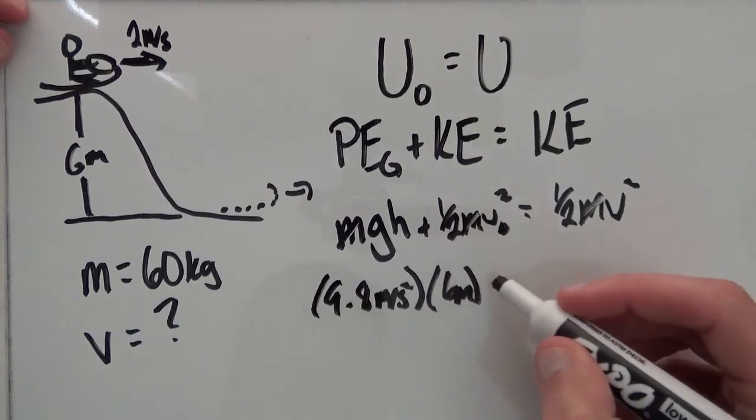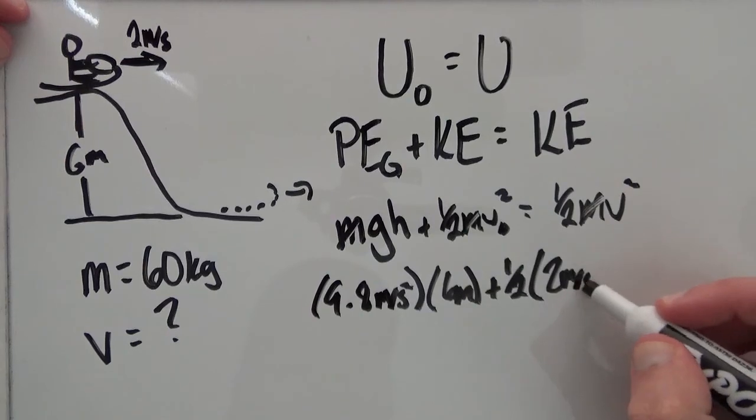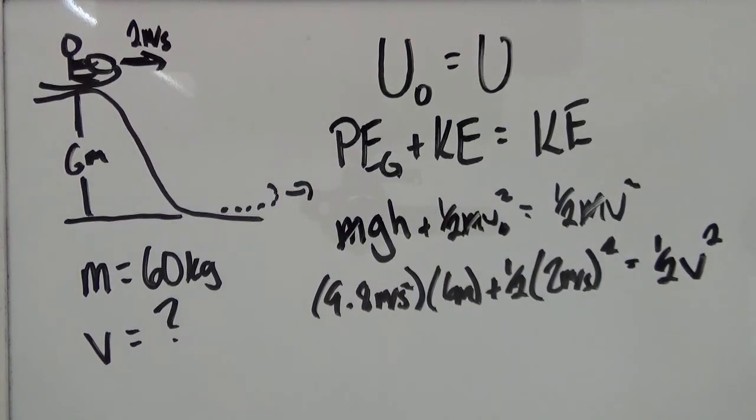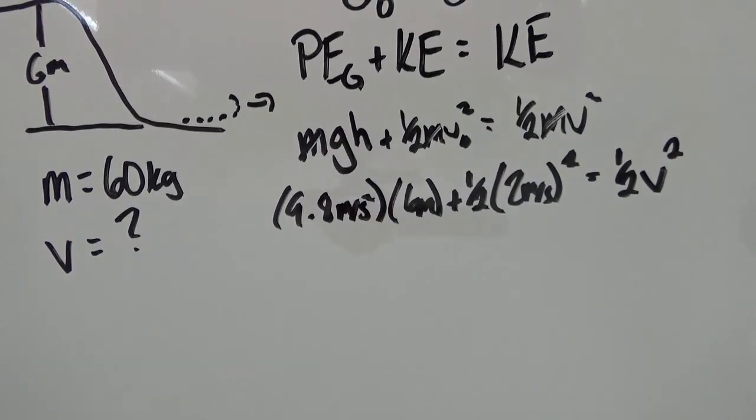6 meters for our height, 1/2, initial velocity is 2 meters per second, squared, is equal to 1/2 final velocity squared, right? And then we're ready to calculate, just algebra from here, which I will bust out the calculator for because I did not do this ahead of time. 9.8 times 6 plus 0.5 times 4 is equal to 0.5 x squared.